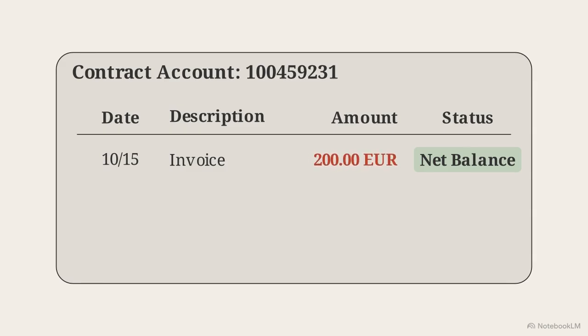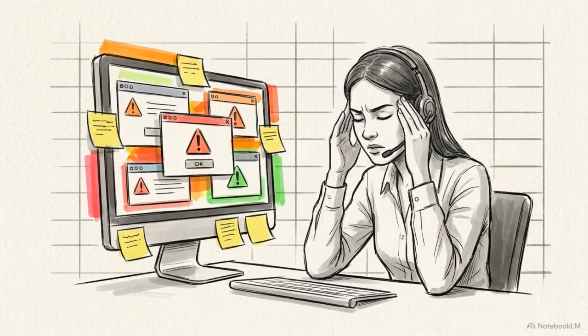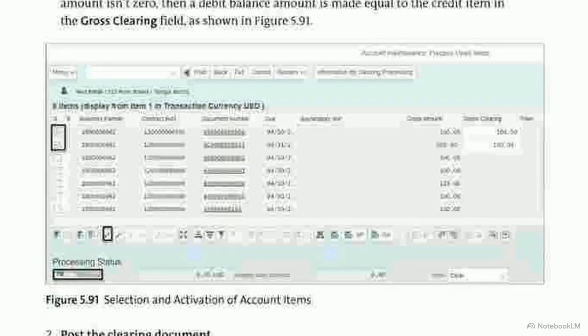current balance of €200. If you skip this consolidation step, the system will generate an inaccurate final bill asking for the full €500. That forces your customer service team to field angry calls, issue corrections, and execute massive manual rework on the account. To handle complex exceptions manually, administrators use transaction FP06.